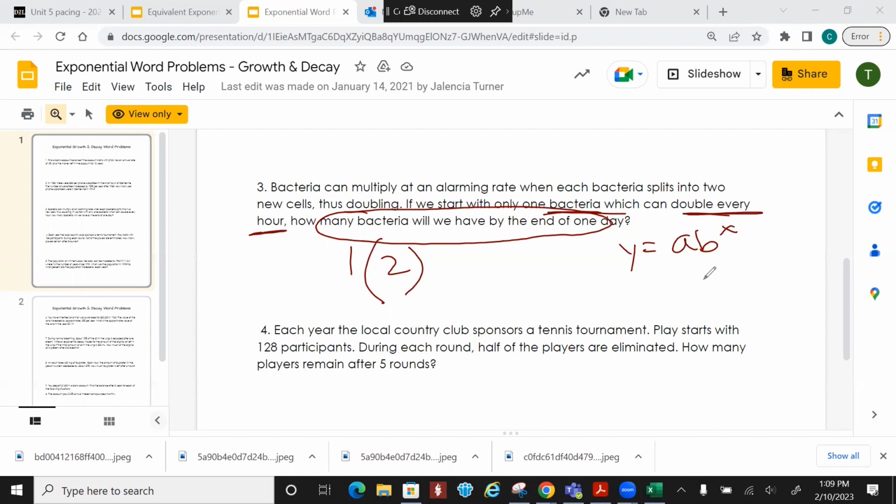This one's a little weird. So how many are we going to have at the end of one day? We're doubling every hour. So how many hours are there in a day? 24. All right. So that's going to give us 16,777,077.